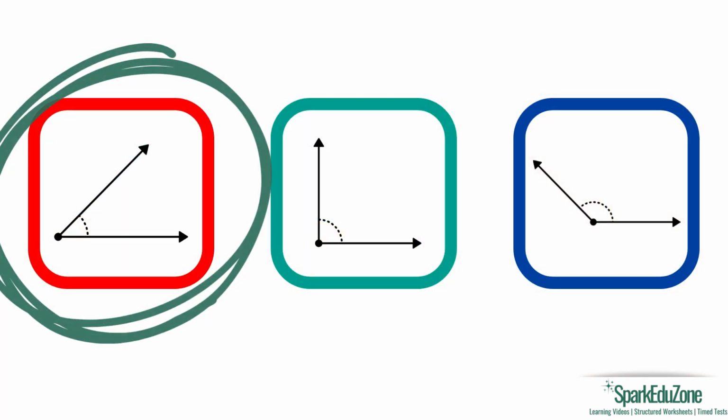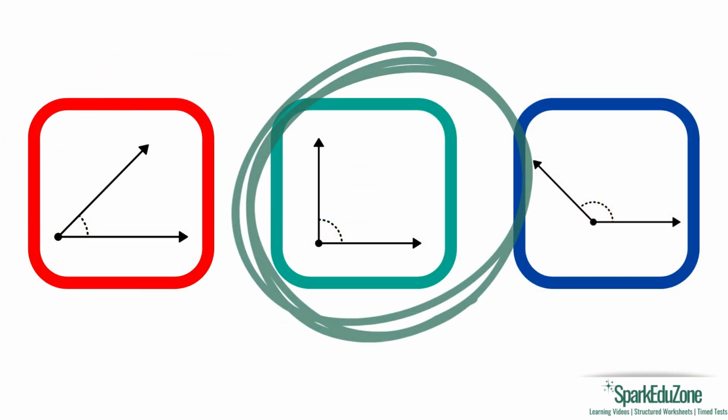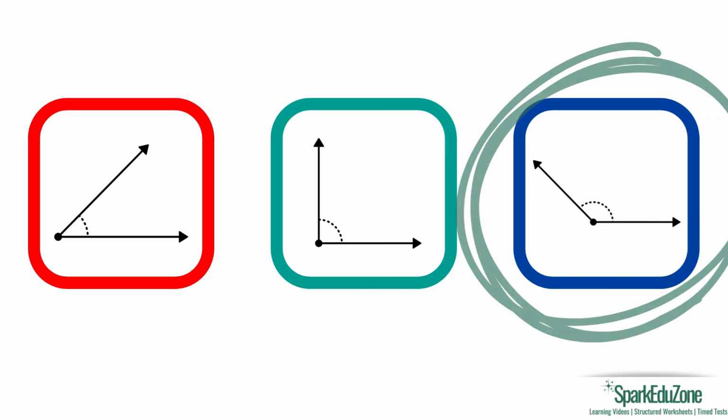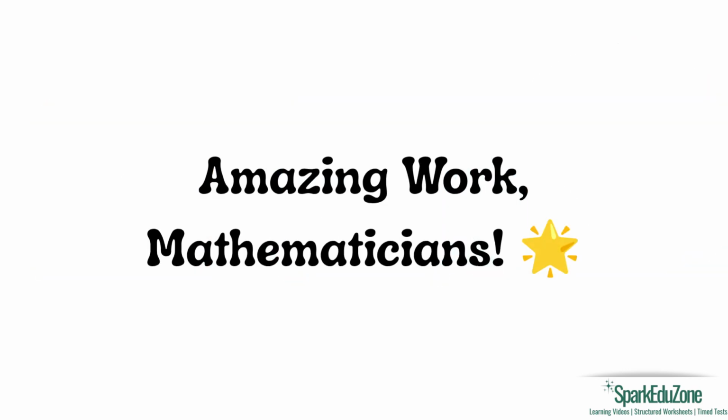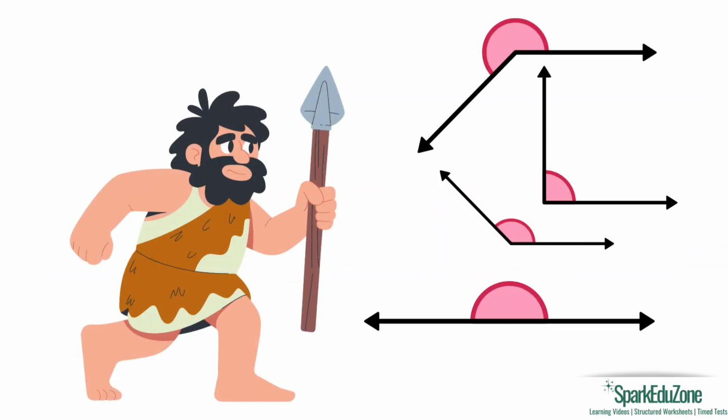So angles can be smaller than a right angle, equal to a right angle, or bigger than a right angle. And now you know how to spot them everywhere. Fantastic work today! You are official right angle hunters.